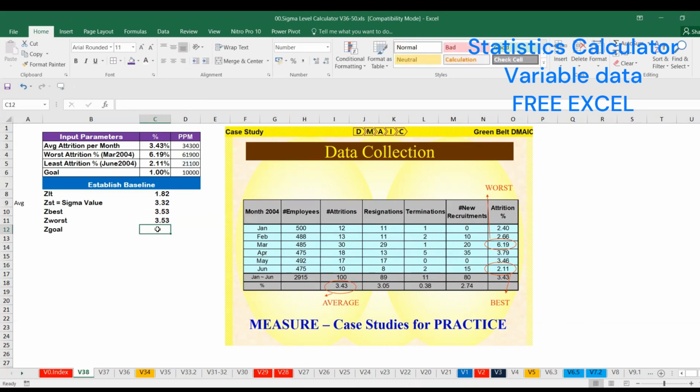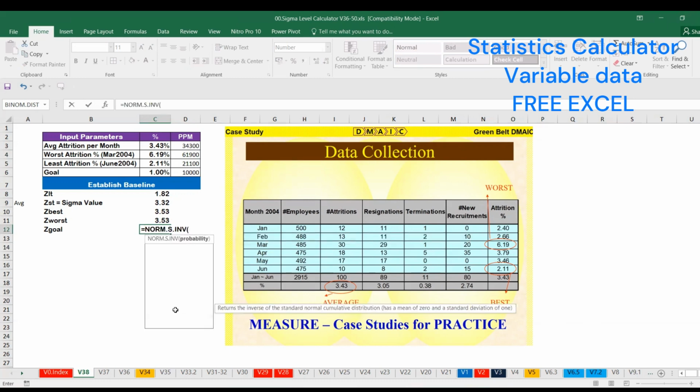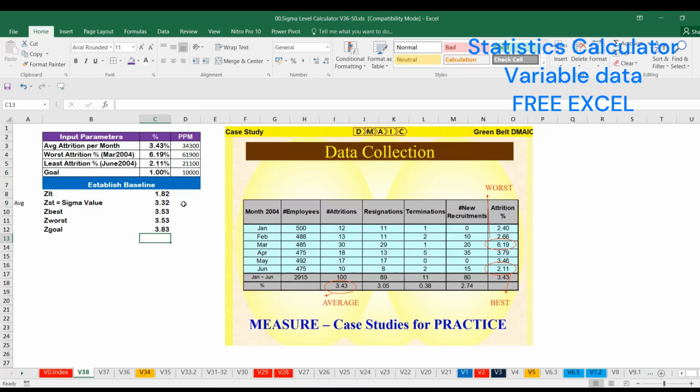This is the one. And what is the goal? The goal management have given is that 1%, right? So what we can do, we can just put N and then pick up this formula, 1 minus. So what you can do, you can just select here, divided by 1 the power of 6 plus 1.5. Now you can easily do that.